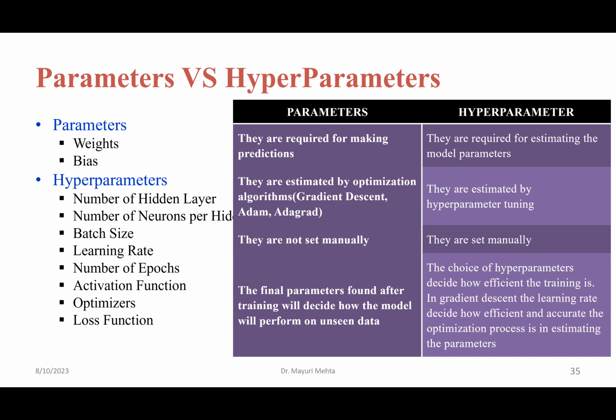Random normal or random uniform. The only difference is that in random normal, weight values are initialized from a normal distribution, with values between 0 to 1, and in random uniform, they are drawn from a uniform distribution. So this is about the weights.